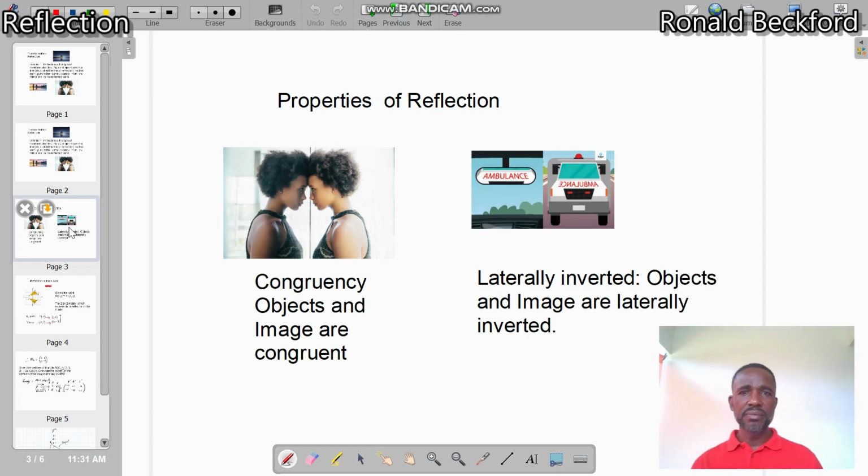In addition to that, the object and image are laterally inverted. What does laterally inverted mean? It means that the right becomes the left and the left becomes the right. Also, the top becomes the bottom.